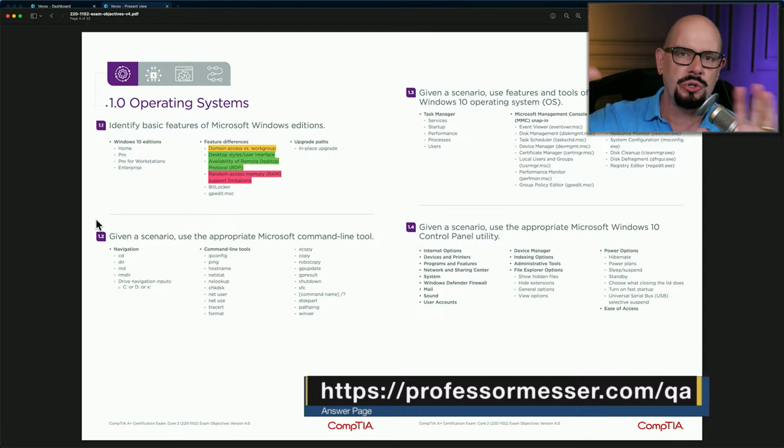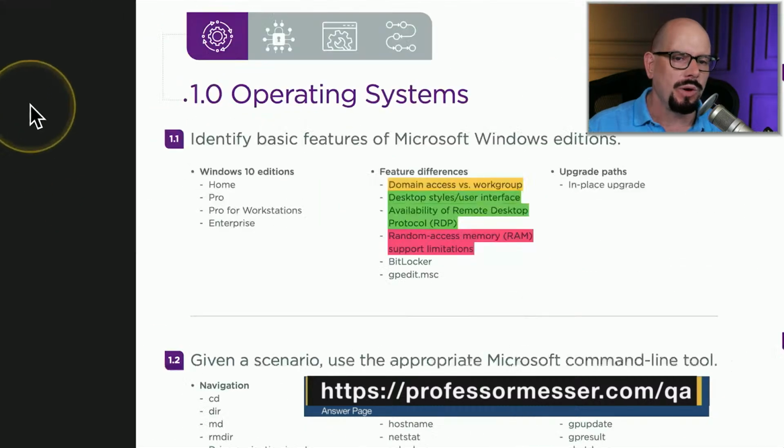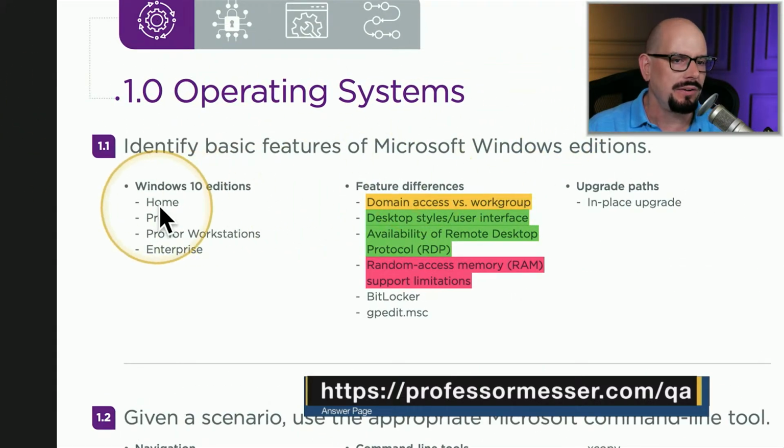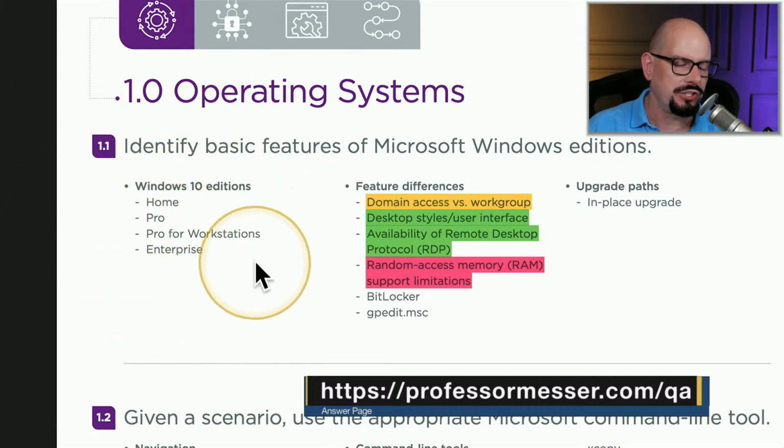So if you think this is too much, don't worry about all the other stuff. Focus on one thing at a time. Go down here into section 1, maybe even take the first section, Windows 10 editions: Home, Pro, Pro for Workstations, and Enterprise. Just step through all 4 of those.